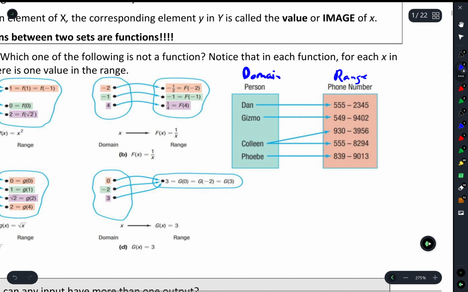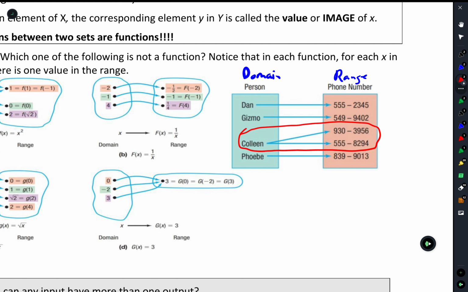In this case, Dan is assigned 1 phone number. Gizmo is assigned 1 phone number as well. Colleen, on the other hand, is assigned 2 phone numbers. Now that's an issue. This is what we cannot have. We cannot have a value in the domain being mapped to 2 different values in the range. And so therefore this one is not a function.